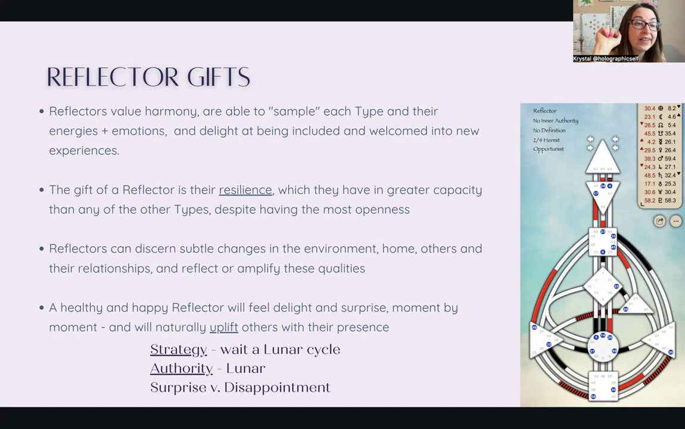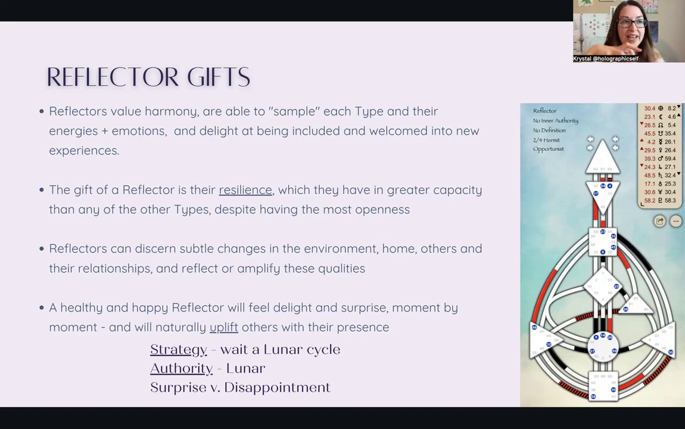They have no inner authority. Their authority is lunar, which is to wait a lunar cycle. There's a lot of waiting with reflectors. They tend to be on a slower wavelength than the rest of humanity. They want to take their time and they observe group dynamics. They're kind of a little bit off to the side, checking things before they feel ready and interested in fully participating. But ideally, the reflector is meant to be in the center of a group, in the hub.